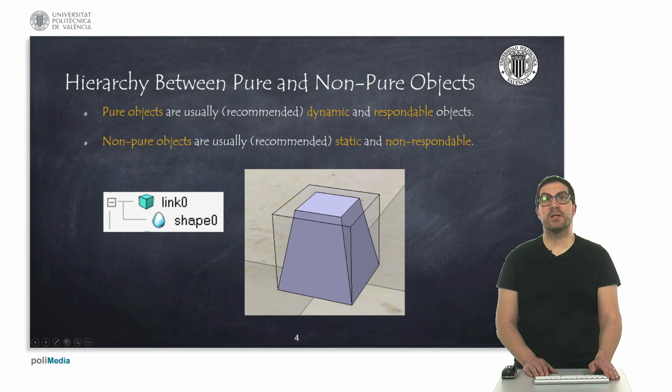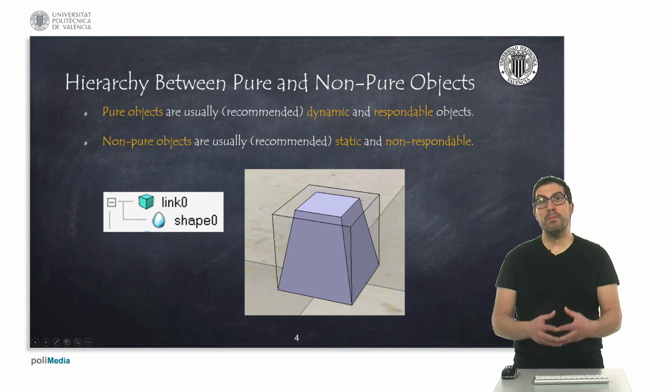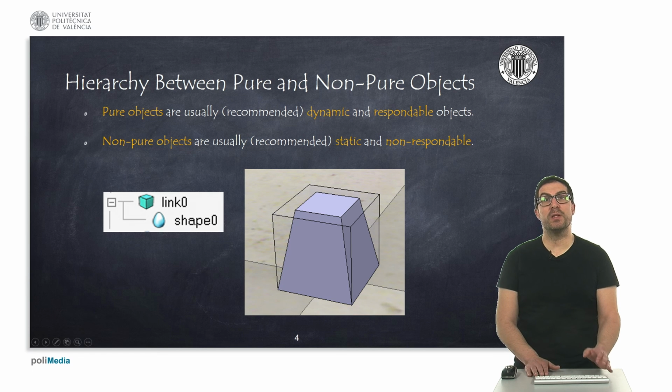Pure geometries are typically hierarchically superior to non-pure geometries. This is because all collision physics and dynamics are applied to pure geometries, so non-pure ones will always be associated with the position and orientation of pure geometries.